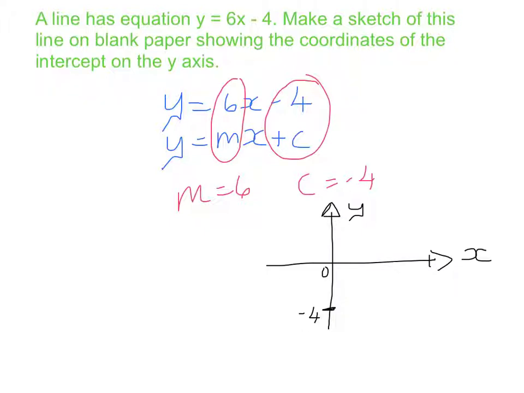And the line has a gradient of 6, which means it's a positive gradient, so it's going to be in this direction. Now if it was a gradient of 1, it would be about that steepness. It's a gradient of 6, so I need to make it much steeper. But I also need to make sure that I'm cutting through this minus 4. So when I'm drawing my line, I'm drawing it here and I'm cutting at the point minus 4.